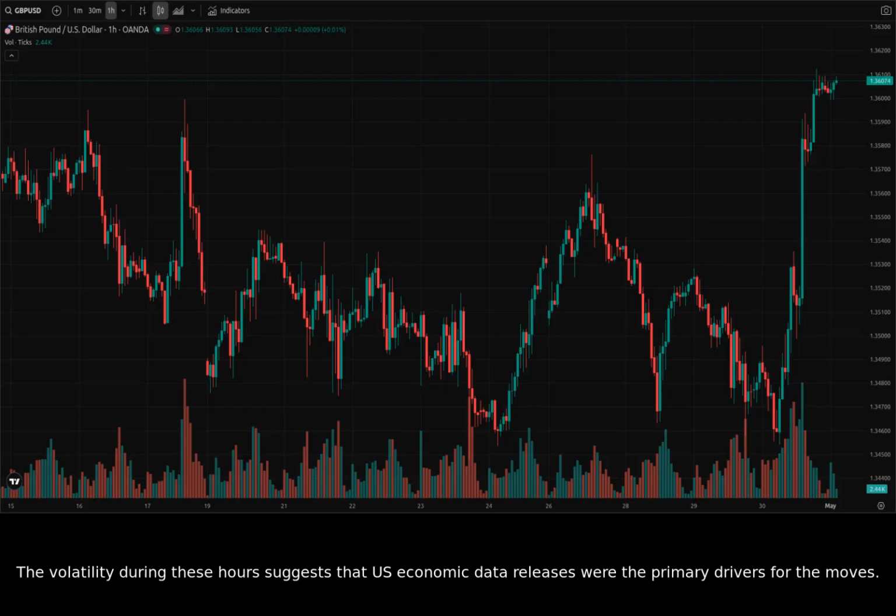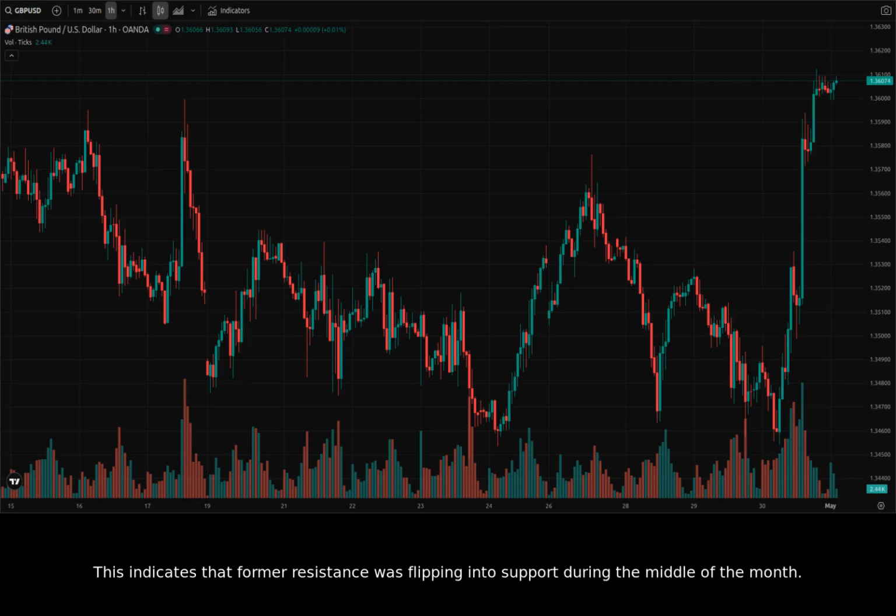The volatility during these hours suggests that U.S. economic data releases were the primary drivers for the moves. The 1-hour chart shows that every time the price touched the 1.355 level, it was met with quick buying pressure. This indicates that former resistance was flipping into support during the middle of the month. The relative strength of the pound during this period was surprising given the hawkish Fed tilt we discussed earlier.